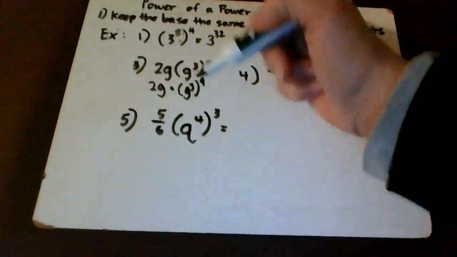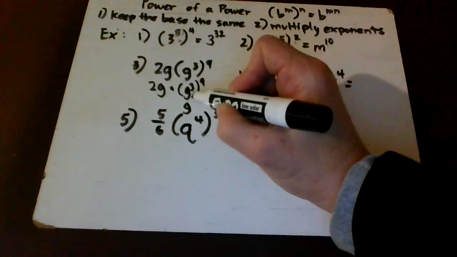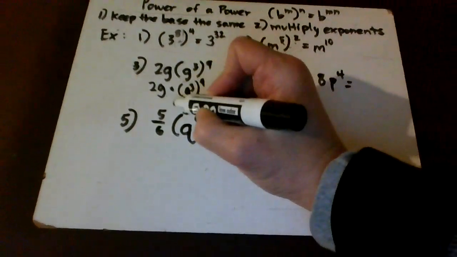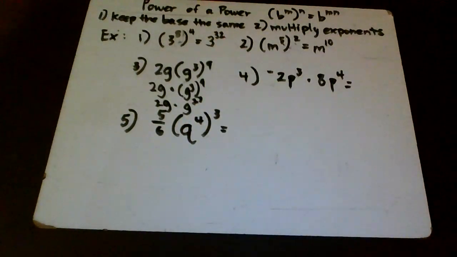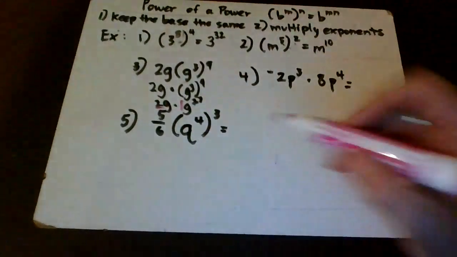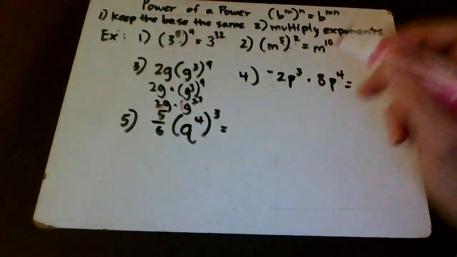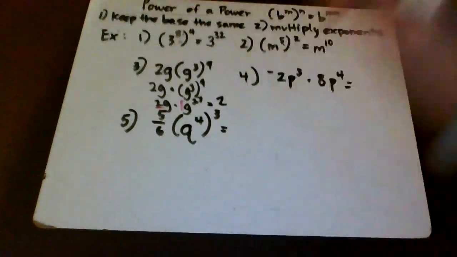So I'm going to do power of a power first. So I keep the base the same, g, and I multiply 3 times 9, which is 27. And then I'm going to multiply that by the 2g. Now, your first job to multiply is just to multiply the coefficients. And if there's nothing there, I can put in a 1. So I have 2 times 1, which is 2.